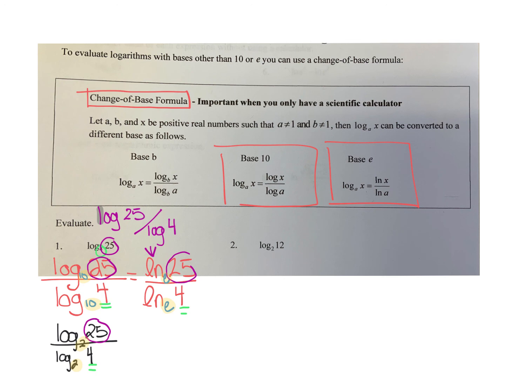For number 2, let's do log 12 over log 2. Or if you want to go to ln, log base e, you do ln 12, sorry, over ln of 2. Either one of those will get you the answer.